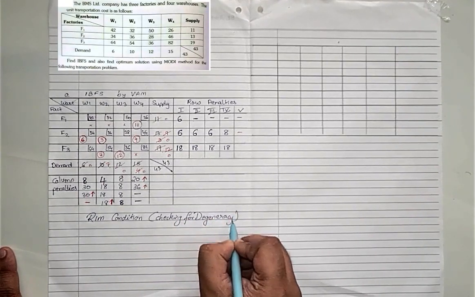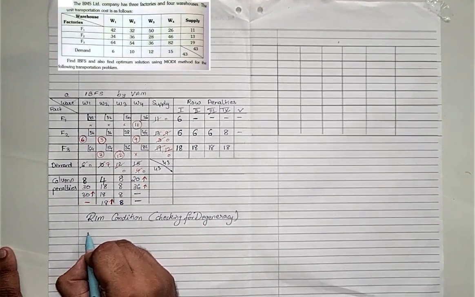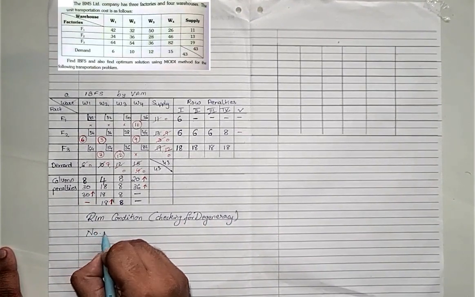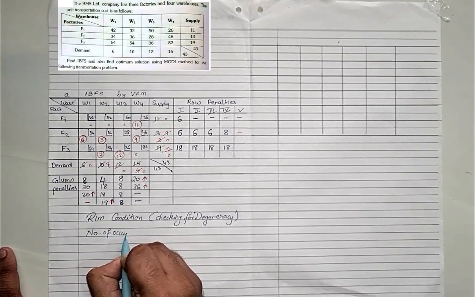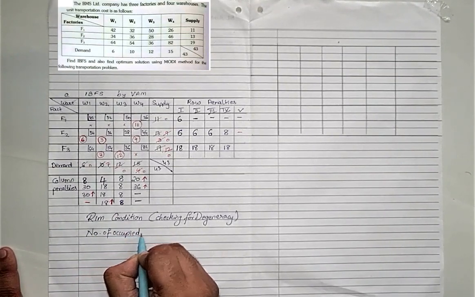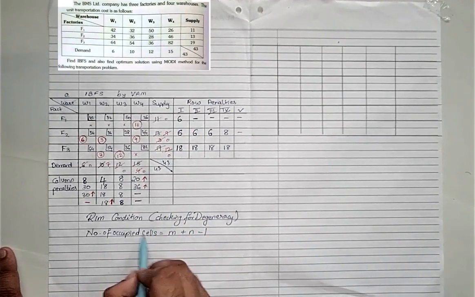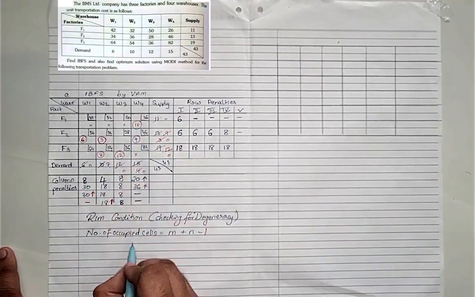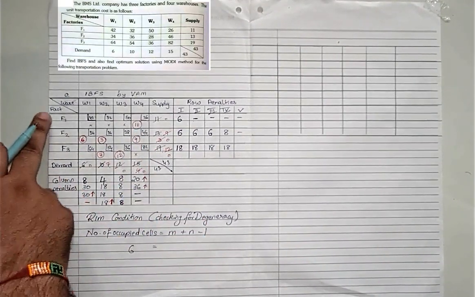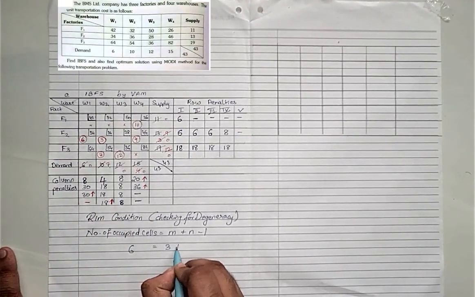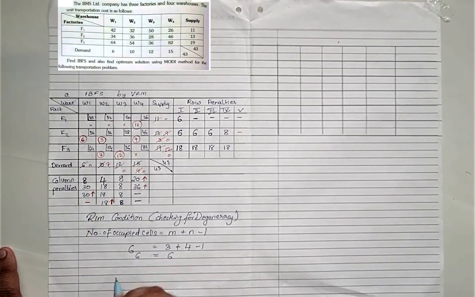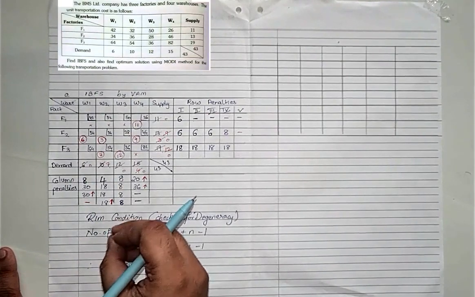This is done for checking degeneracy, meaning if we need to allocate some dummy values or not. So the formula we'll have to use is number of occupied cells should be equal to m plus n minus 1. Number of occupied cells, so 1, 2, 3, 4, 5, 6, we got 6 values. M is the rows which were 3, columns are 4, minus 1. So 3 plus 4 is 7, minus 1 is 6. So both of them are equal, 6 and 6, therefore there is no degeneracy. Meaning we don't have to add any dummy values to this.